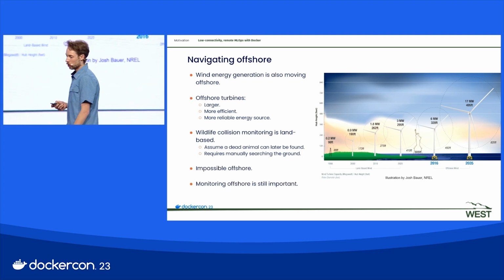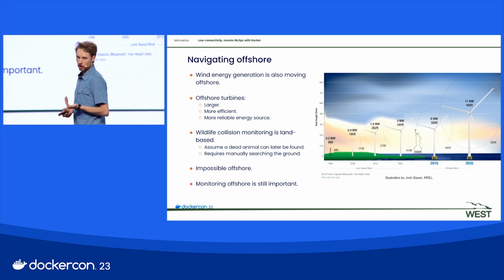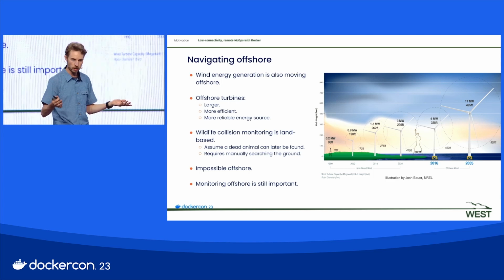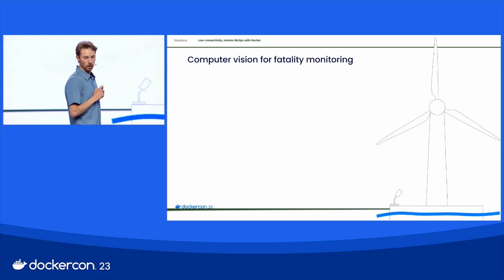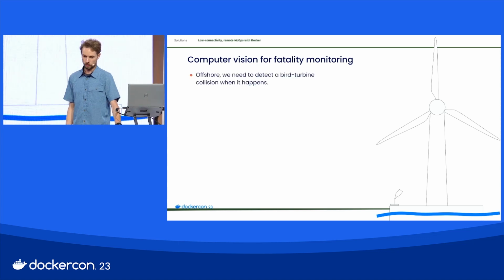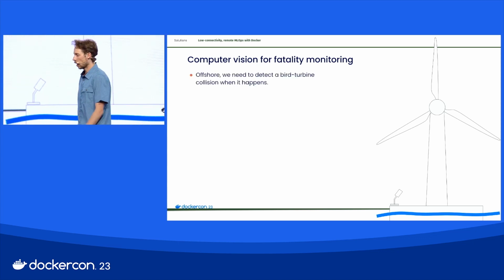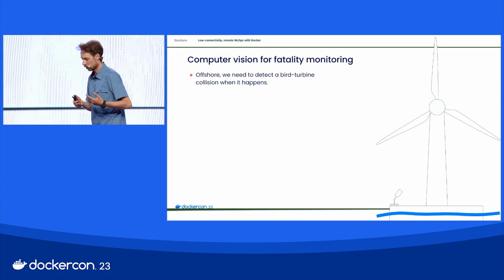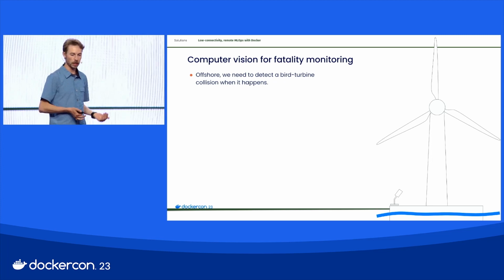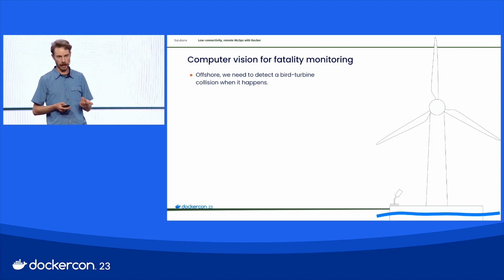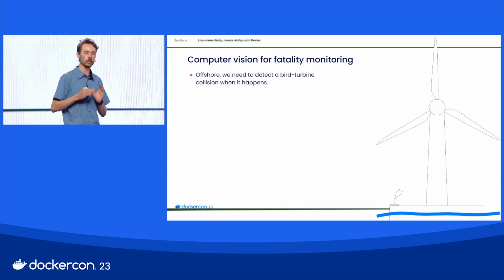And I should say monitoring offshore is still important, because there are still animals using the airspace in the offshore environment. What we do is we use computer vision. Instead of walking around like I demonstrated and finding the results of an animal blade collision, we need to detect that event in the moment that it happens, or at least to get a video recording of it.